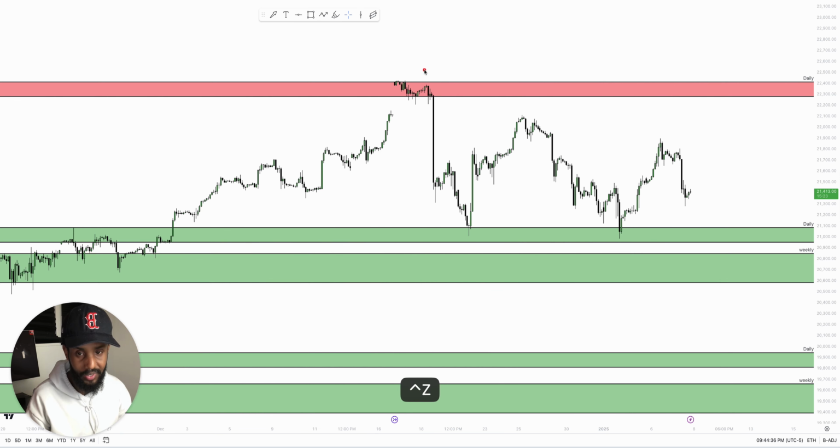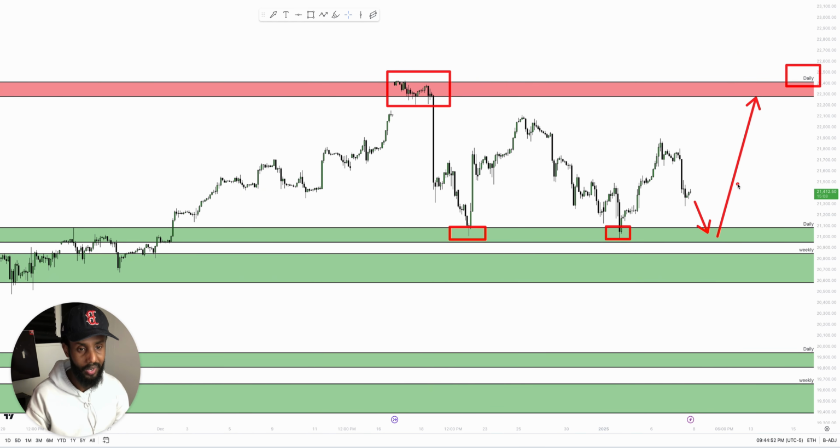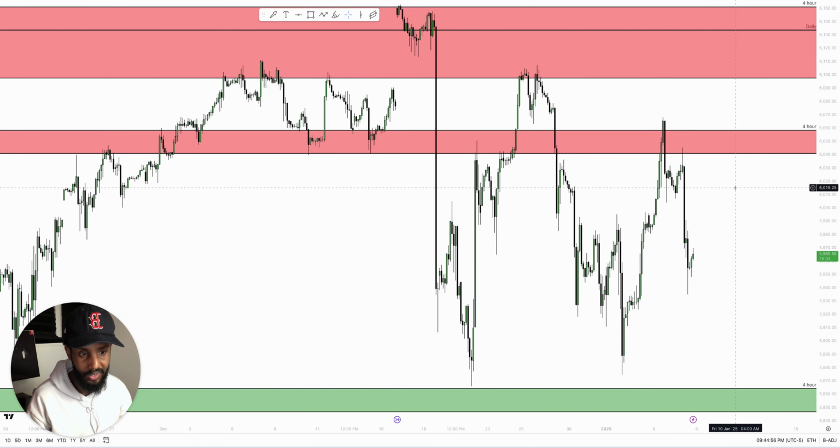Obviously we rejected this daily level, which I believe was all-time highs over there at 24,000, and right now we're kind of trending back down towards that $21,000 level. But this is the area that I would be looking to see if buyers can step right back up and make that triple bottom right there. So that is what I see for Nasdaq.